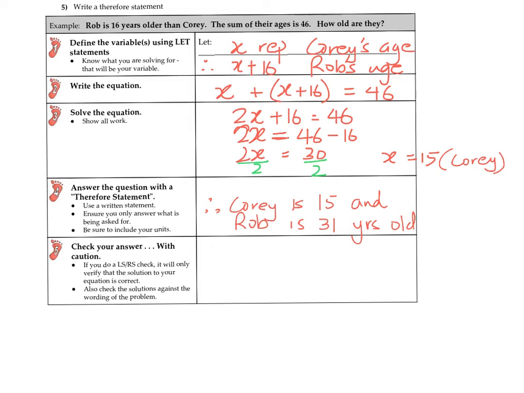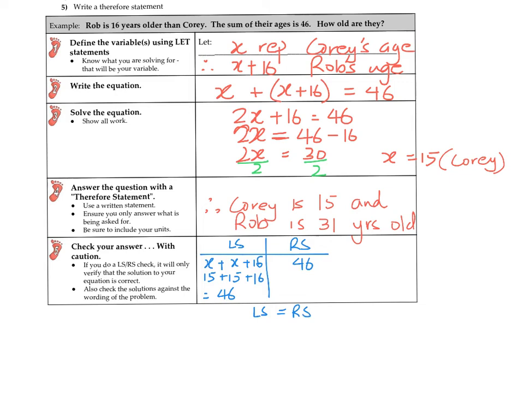Now let's do a left side, right side check to make sure that our work is correct. So now the left side of the equation was x plus x plus 16, and the right side of the equation was 46. So from the equation on the top, x is 15, so we'll have 15 plus 15 plus 16. What would that be? That would be equal to 46. So left side equals right side.